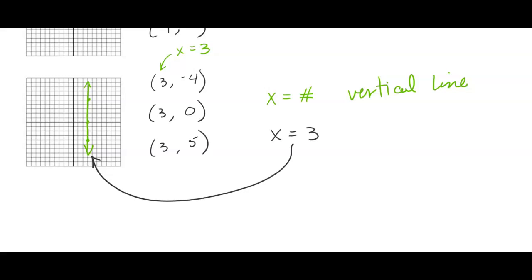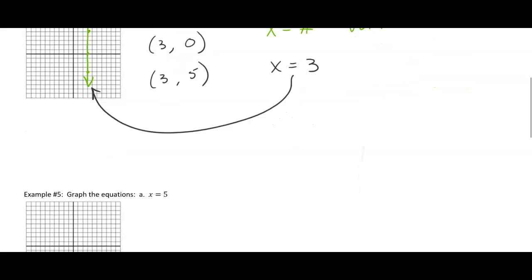So hopefully it makes some sense. It's kind of a little memory thing. You might want to make yourself a little note card of some of these facts that'll help you as we move along. Okay. So example 5, graph the equations.